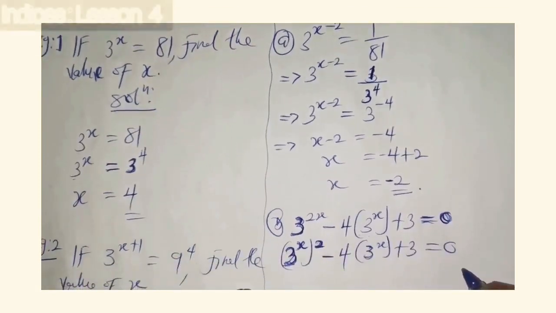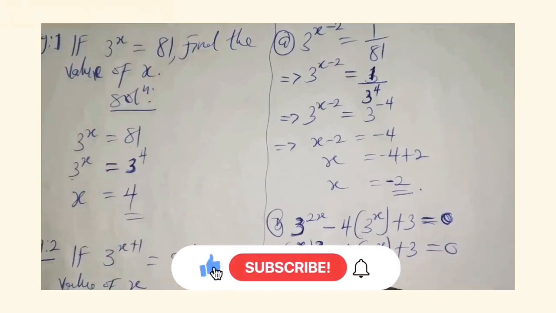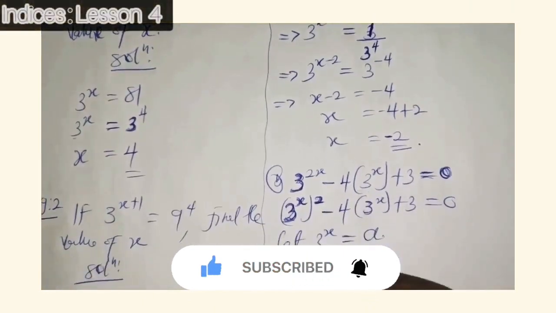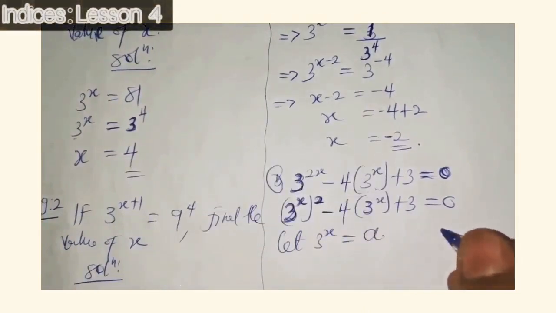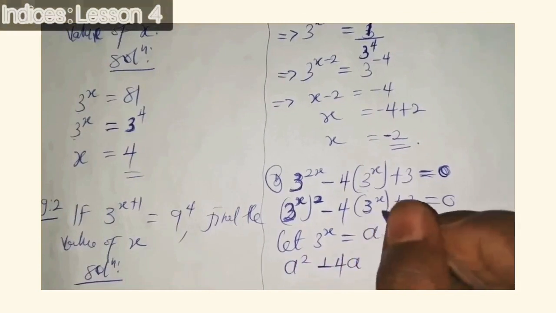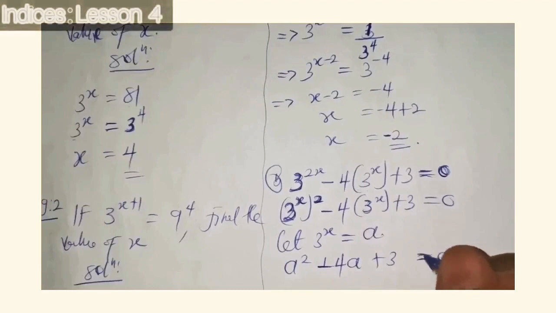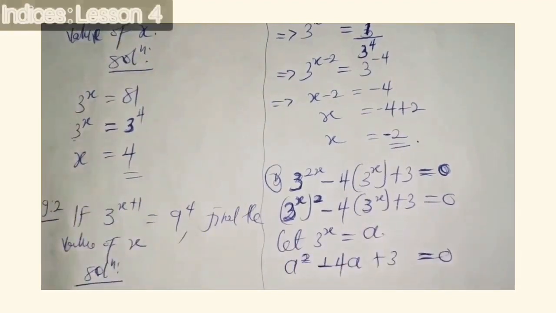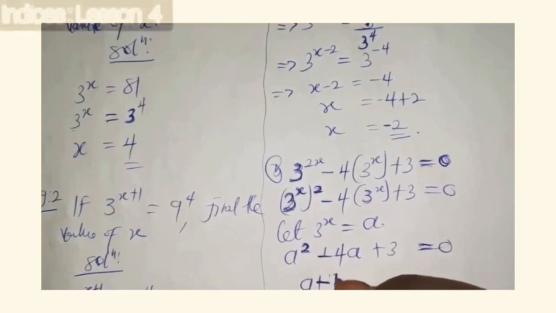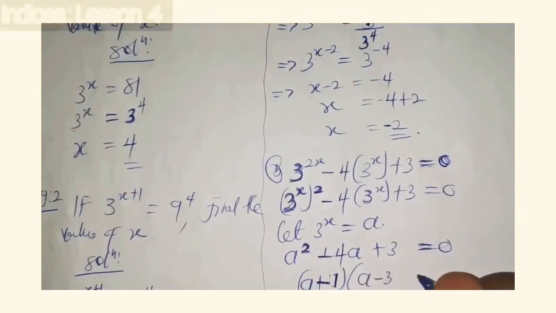Now, once I'm able to get that, I can conclude by saying, let 3 raised to the power x be equal to a. If that is the case, anywhere in this equation that I see 3 raised to the power x, I write a. So here becomes a raised to the power 2 minus 4a plus 3 is equal to 0. With the help of my calculator, I can solve for the values of a. So I get a minus 1, then a minus 3, all equal to 0. So I can say that a is equal to 1 or 3.